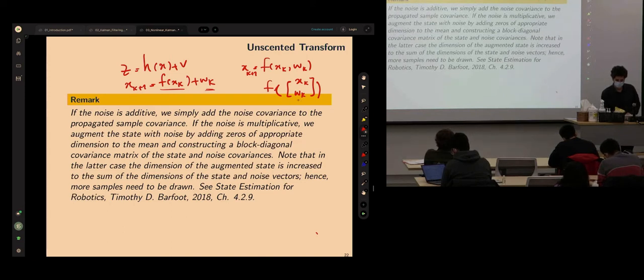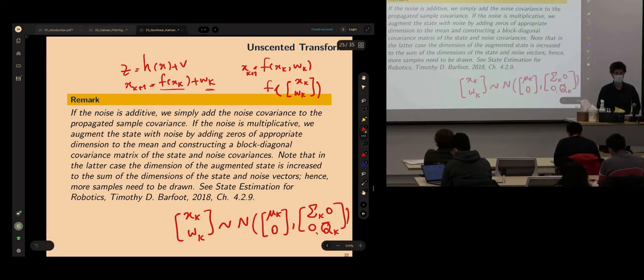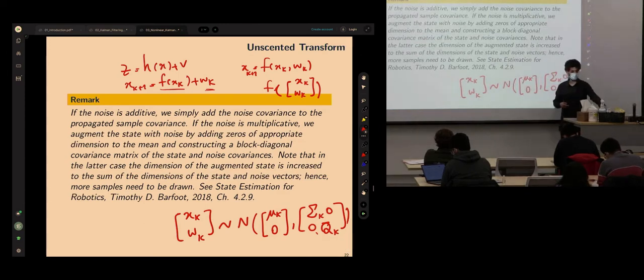Now you don't have to literally do this, but you need to think about it that way as a distribution. So you have x_k, w_k distributed according to some stacked mean, which is mu_k and 0, right? Your noise is 0 mean in this context. It's a white noise. And then create a block diagonal covariance, okay?